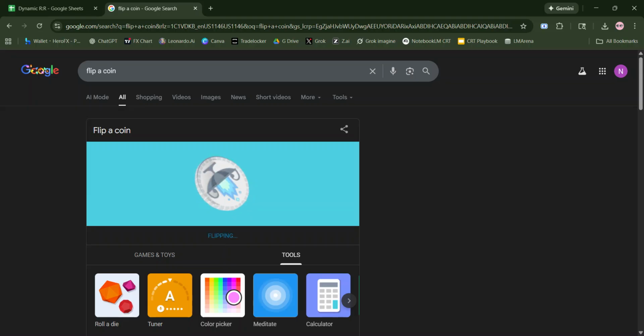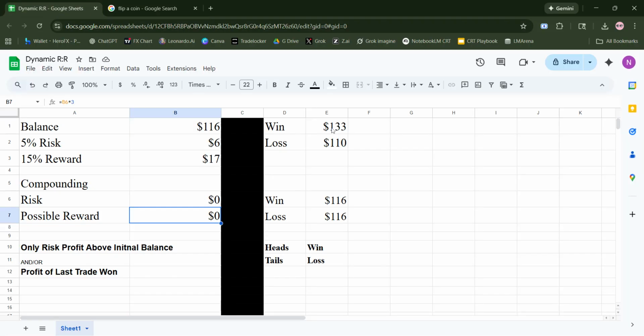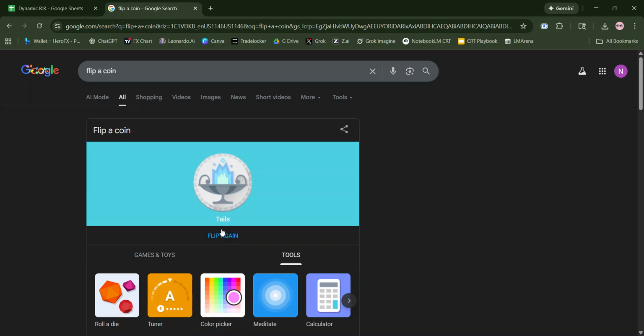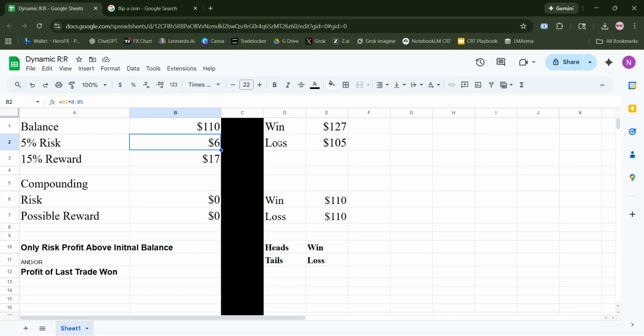I take another trade. I lose. According to this, my loss is what? 110. I'm still in profit overall. You see that? You started with 100, you're still up 10 bucks. Let's keep going. Okay, I win. What is my win? $17. I'm going to put the 17 down here. My new balance is 127. I'm going to put that right here.